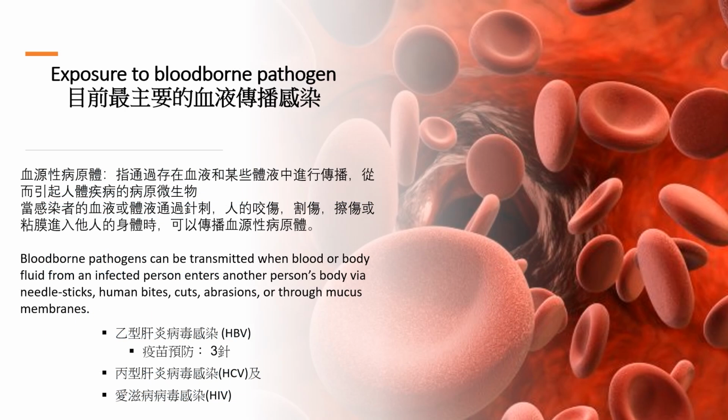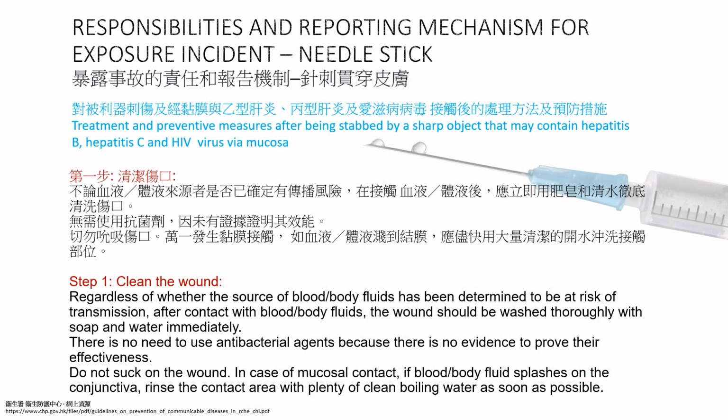Bloodborne pathogens can be transmitted when blood or body fluid from an infected person enters another person's body via needle sticks, human bites, cuts, abrasions, or through mucous membranes. These pathogens include, but are not limited to, hepatitis B, HBV, hepatitis C, HCV, and human immunodeficiency virus, HIV. Treatment and preventive measures after being stabbed by a sharp object that may contain hepatitis B, hepatitis C, and HIV virus, or exposure via mucosa. Step 1.